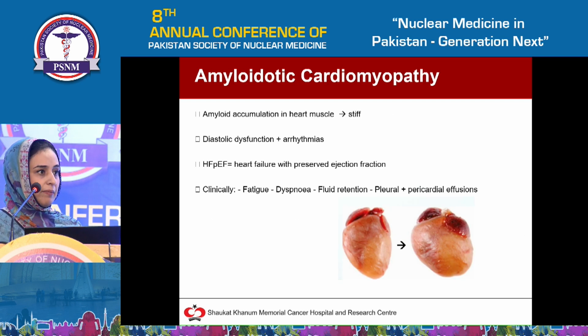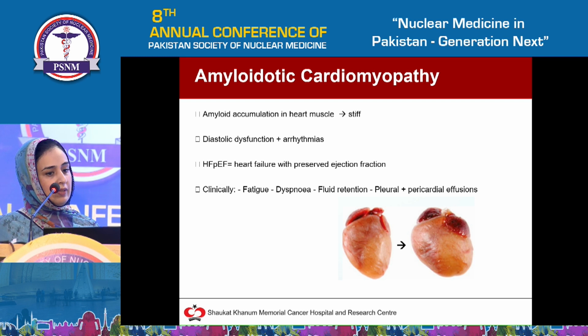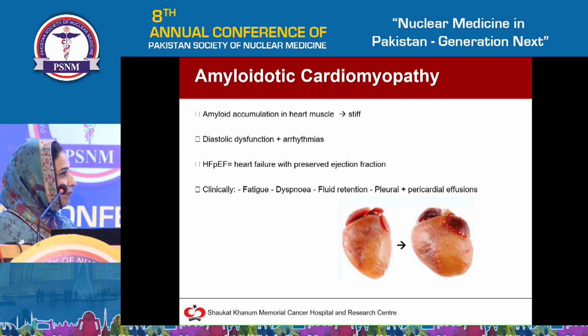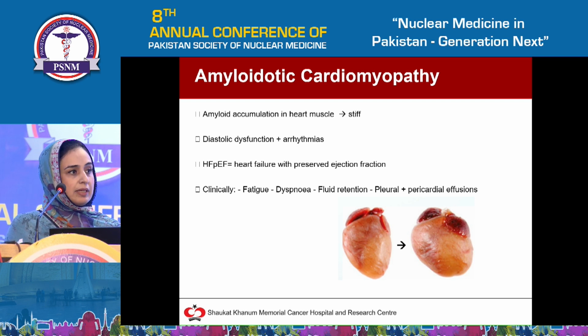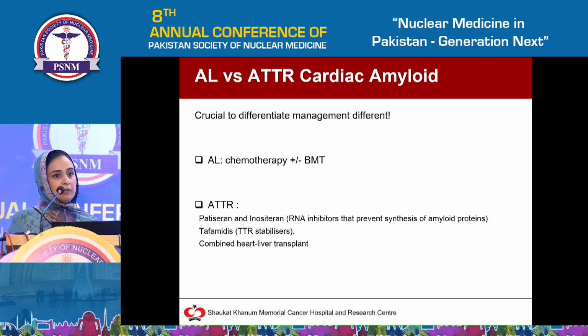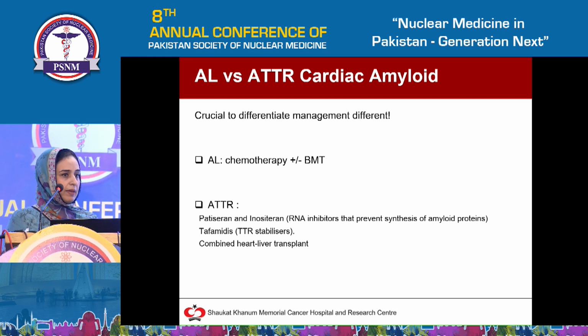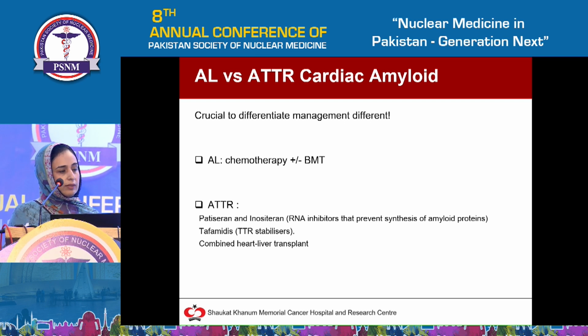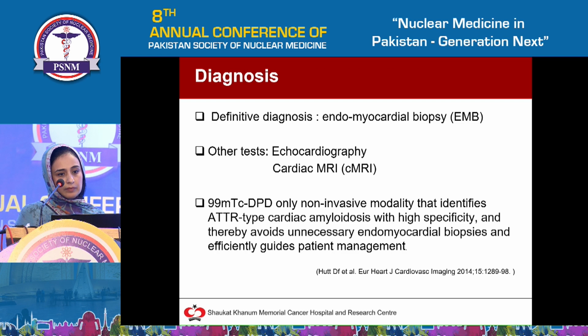So what happens when somebody has amyloidotic cardiomyopathy? Clinically, they can have symptoms of fatigue, dyspnea, fluid retention, pleuropericardial effusion. When the amyloid accumulates in the heart, it can cause stiffness, which gives diastolic dysfunction, arrhythmias, and heart failure with preserved ejection fraction. Why is it important to differentiate which type of amyloid is affecting the heart? Because the treatment is different. AL is treated with chemotherapy and bone marrow transplant, and ATTR has medical management with different drugs.